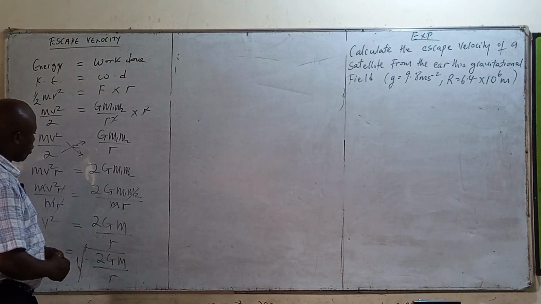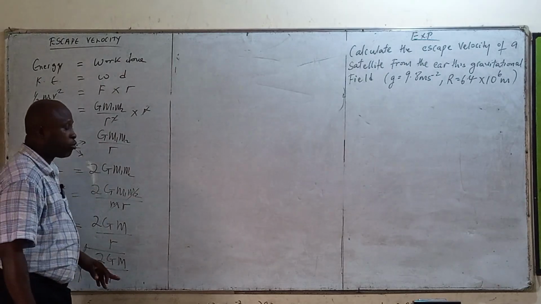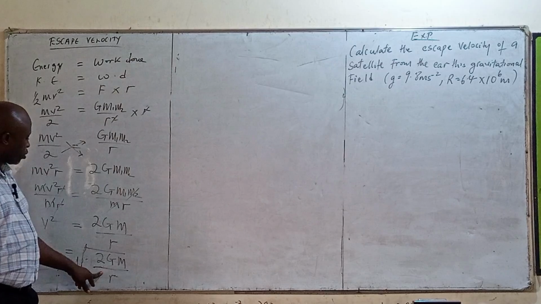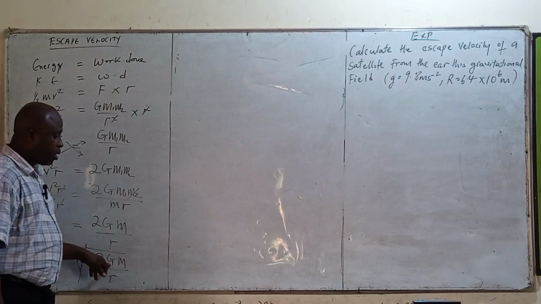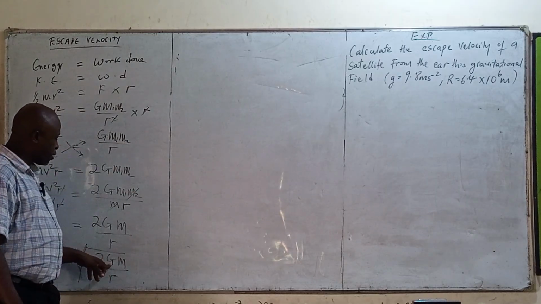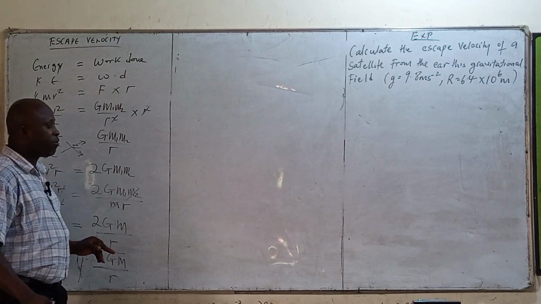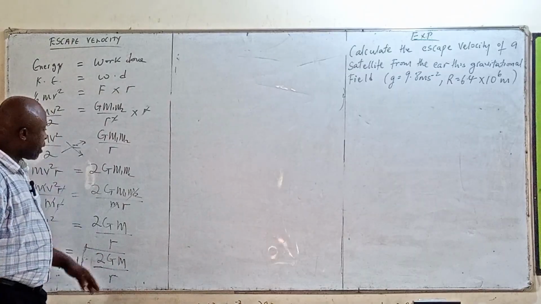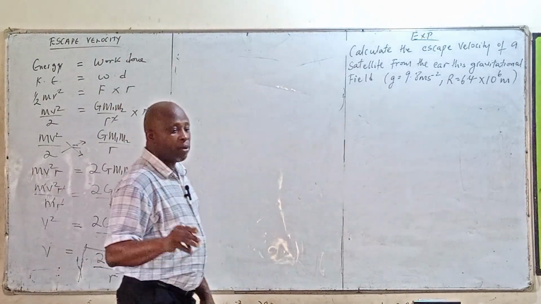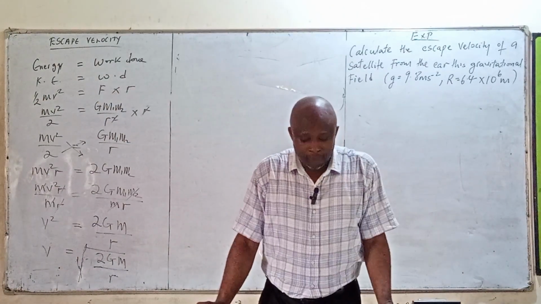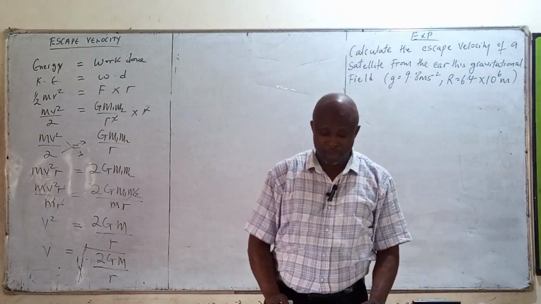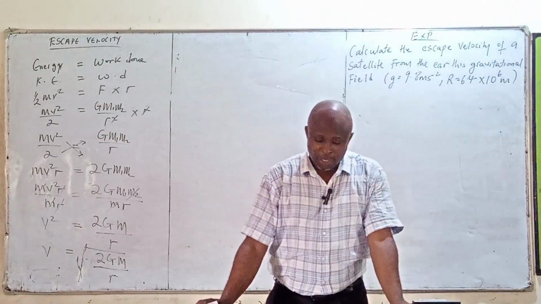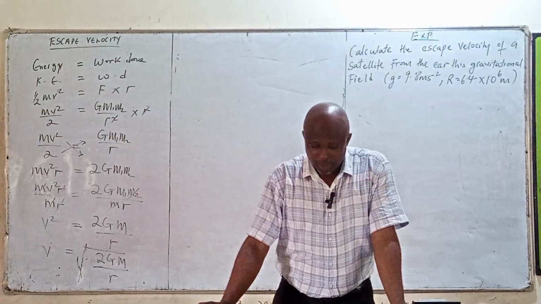Of course, supposing you are not given acceleration due to gravity, because this final expression is v equals square root of 2GM over r, where G here is the gravitational constant. If for example you are not given the gravitational constant, you are given acceleration due to gravity, we can again derive an alternative formula for finding the escape velocity of a body escaping the influence of acceleration due to gravity on the surface of the earth.